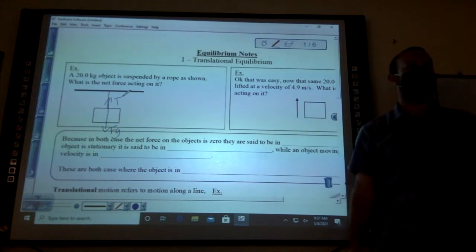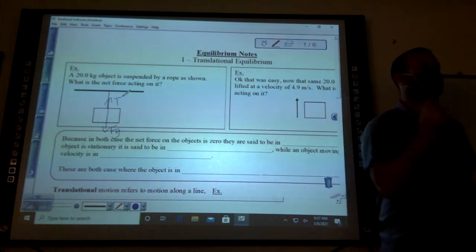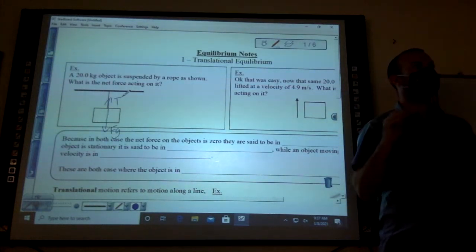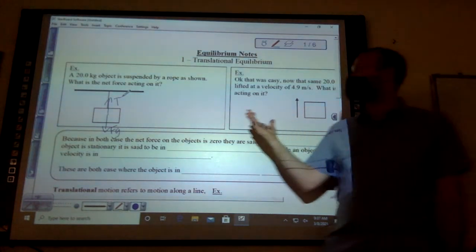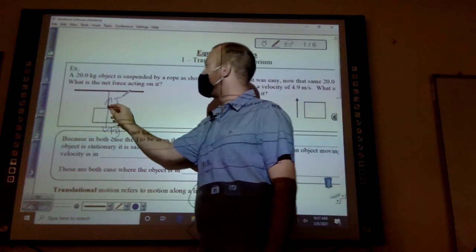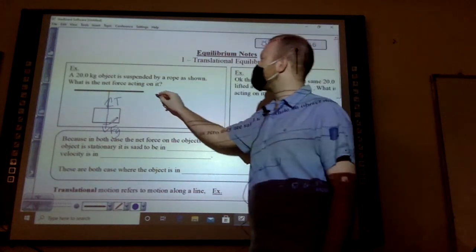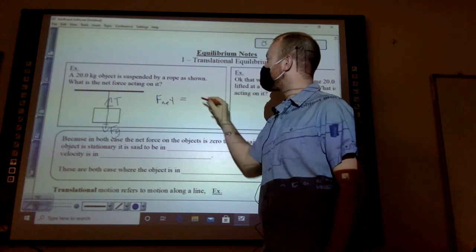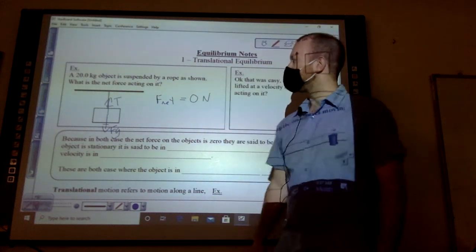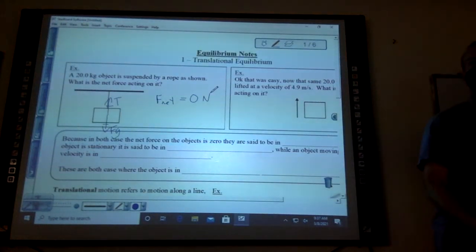Now if this object is being suspended, unlike someone being suspended at school, suspended like this, what does that mean? Equal forces. How do you know? It's not moving. If something is suspended, it means it's not moving. So these two forces are balanced. So what is my net force? Zero. Forces are balanced. Net force has to be zero.